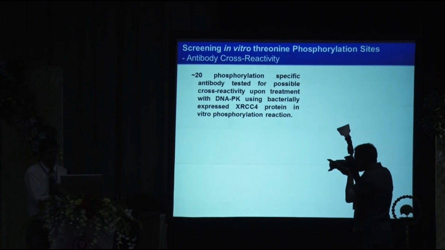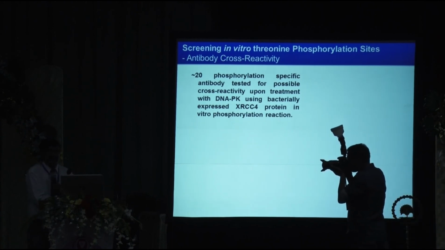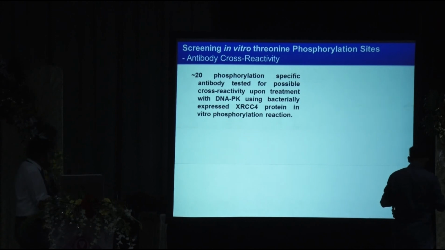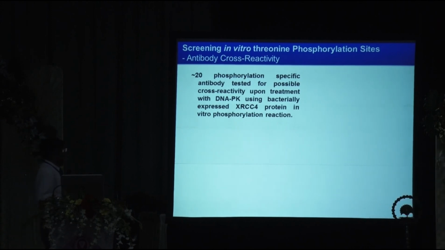After that, we wanted to know whether only serine is phosphorylated or whether threonine is also phosphorylated in XRCC4 protein by DNA-PK. To identify threonine phosphorylation sites, we have used a very beautiful strategy here. We have used 20 phosphospecific antibodies on the basis of their possible cross reaction upon treatment with DNA-PK in the case of XRCC4 protein.